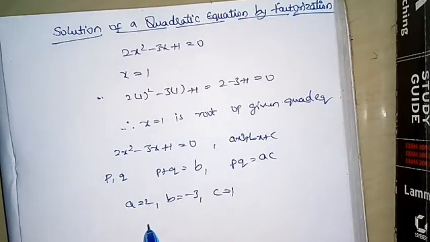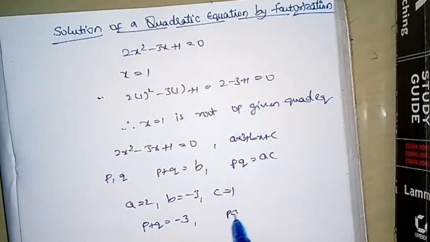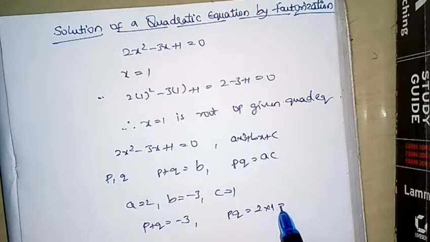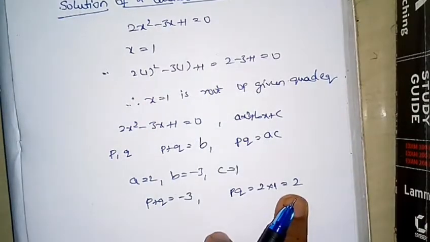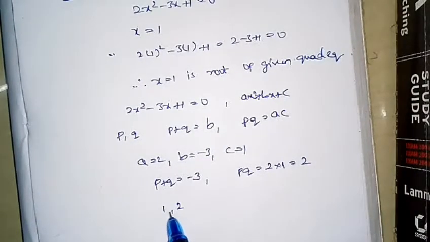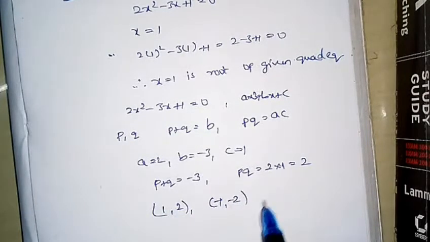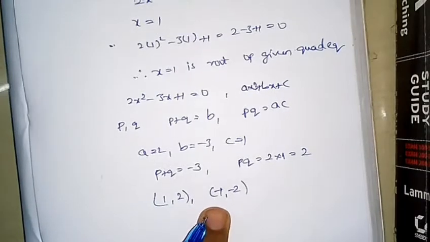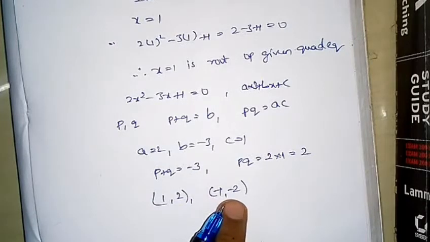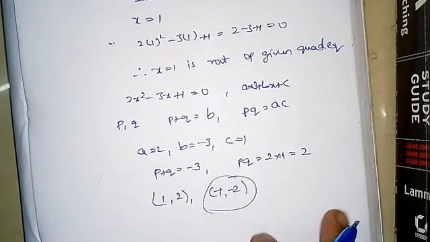So p plus q should be b, which is minus 3, and pq should be equal to a into c, which is 2 into 1, which is equal to 2. So first let's find factors of this number 2, which are 1 and 2. 1 into 2 is 2, and minus 1 into minus 2 is also 2. If you see here, 1 plus 2 is 3, which is not equal to p plus q. Minus 1 plus minus 2 is minus 3, which is equal to p plus q. So these are our required numbers.